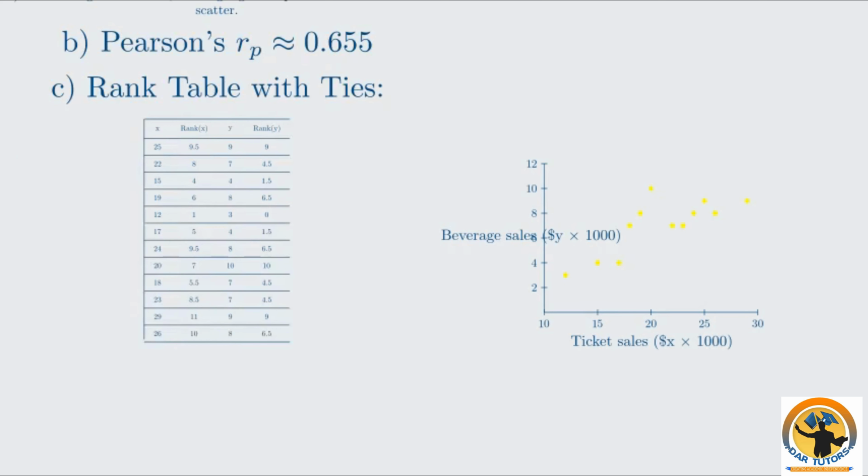For X = 25, the values would have been ranks 9 and 10. They get an average rank of 9.5. For Y = 4, the ranks 1 and 2 become 1.5. For Y = 7, the ranks 4 and 5 become 4.5. For Y = 8, the ranks 6 and 7 become 6.5.